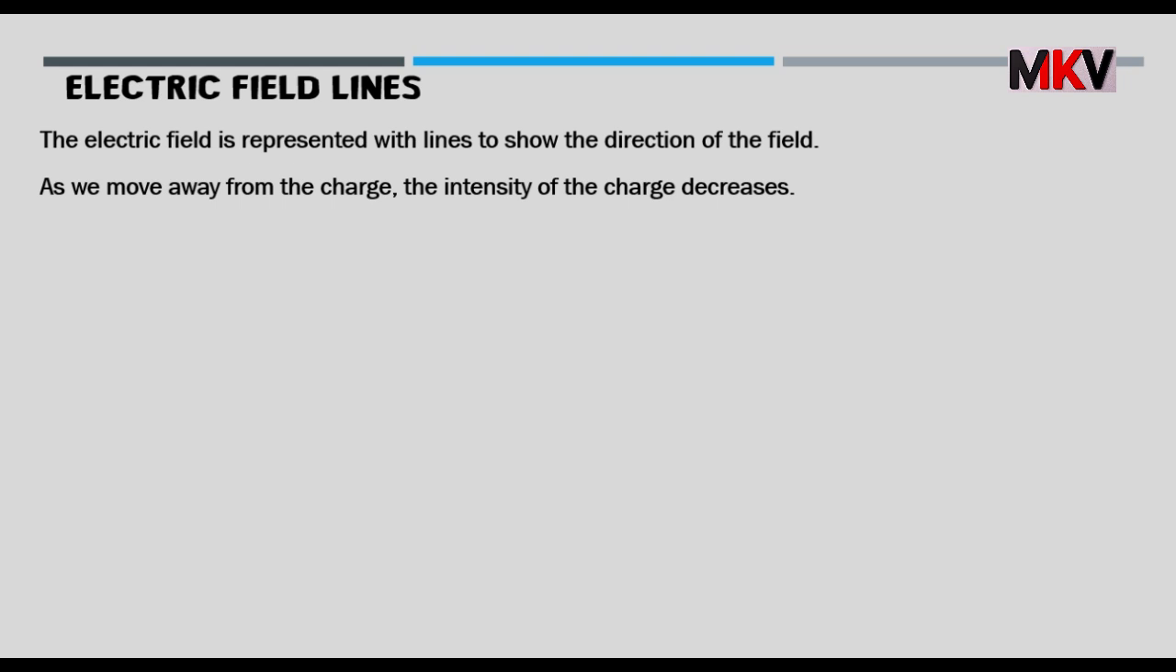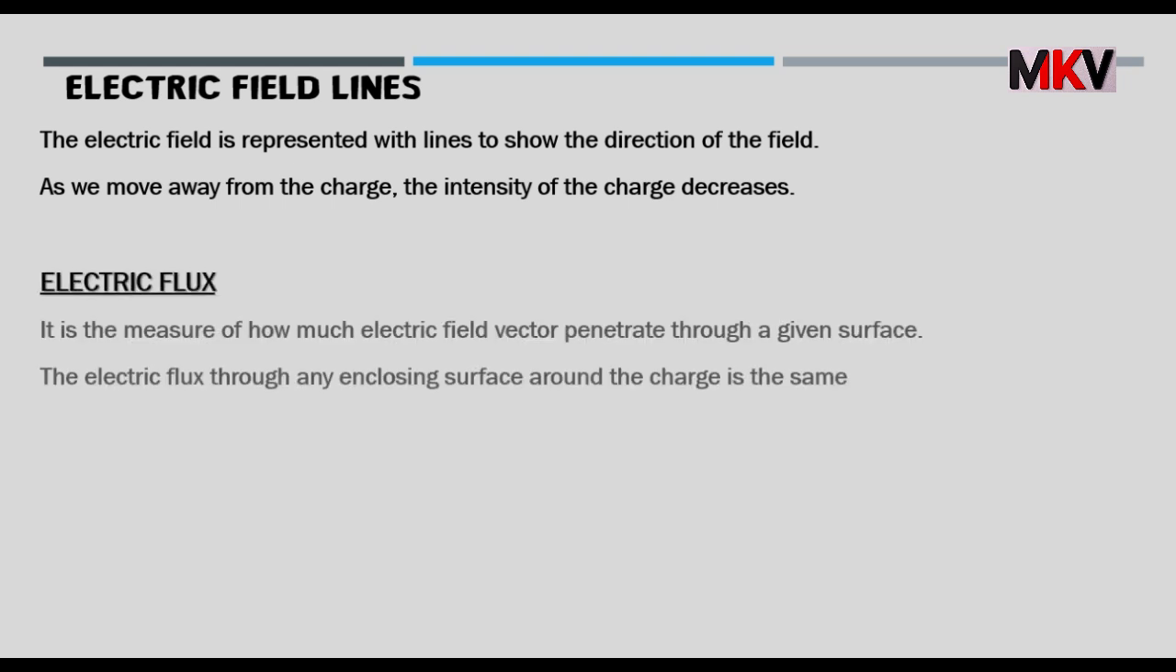Now, we will look at electric flux, and this measures how much electric field vector penetrates through a given surface. So if you have a surface enclosing the electric field, and you want to know the amount of electric field vectors which will penetrate through that surface, that amount gives us the electric flux of that surface. So electric flux through an enclosing surface around the charge is the same.